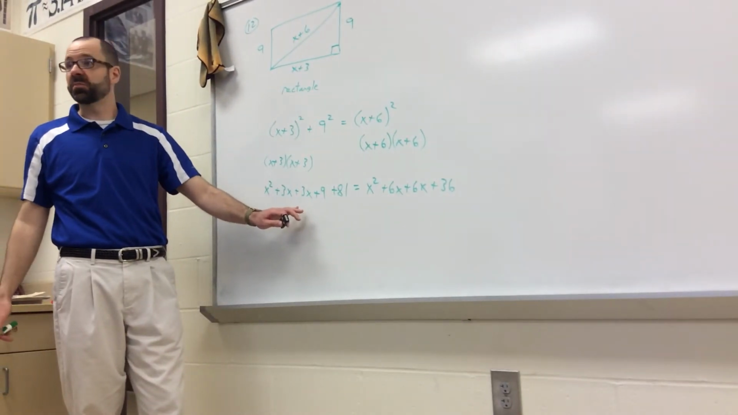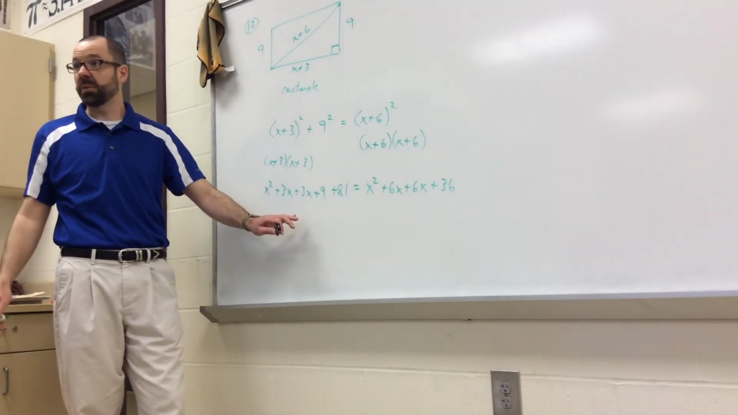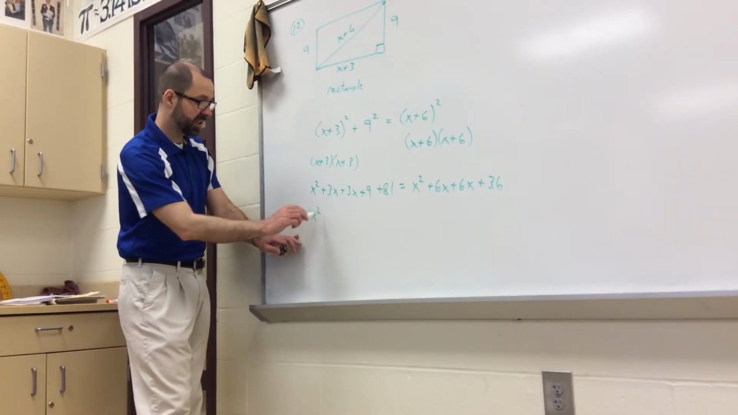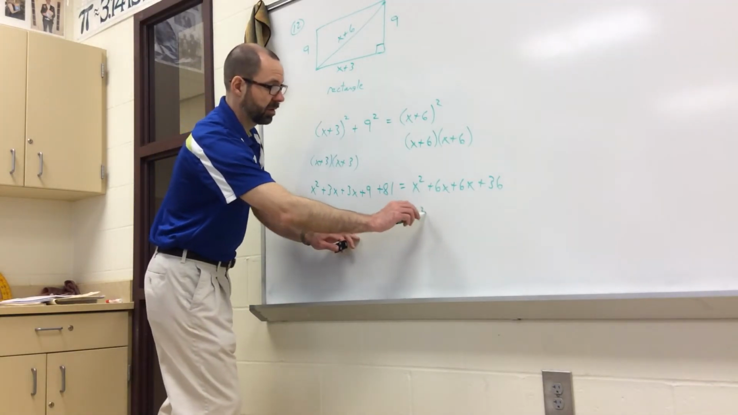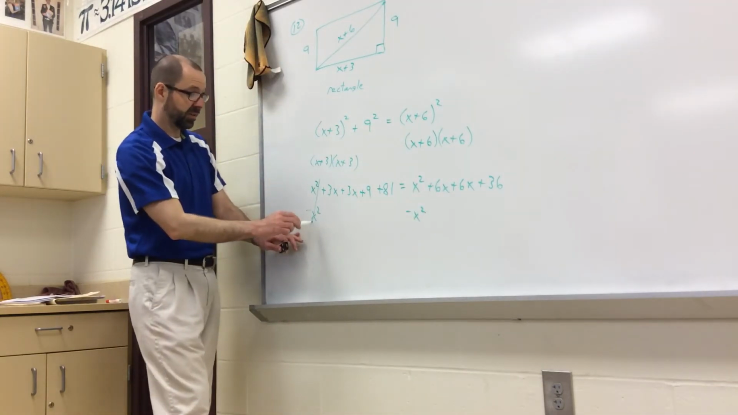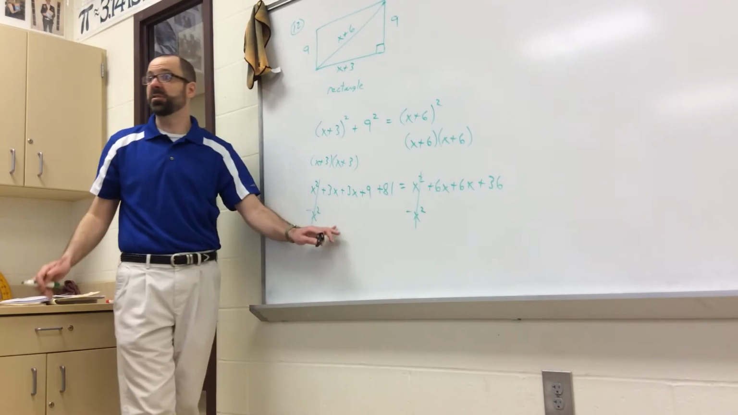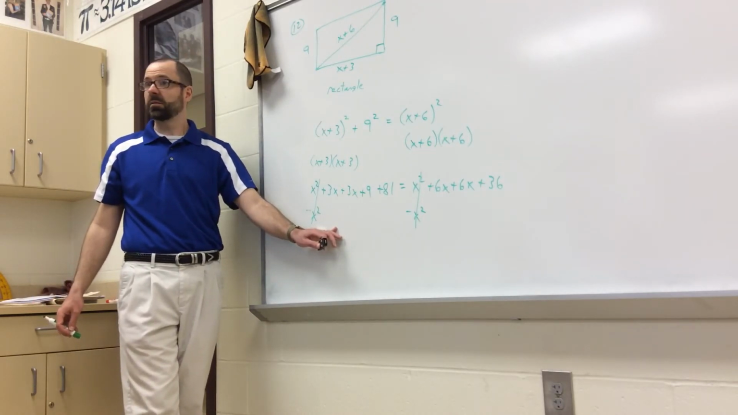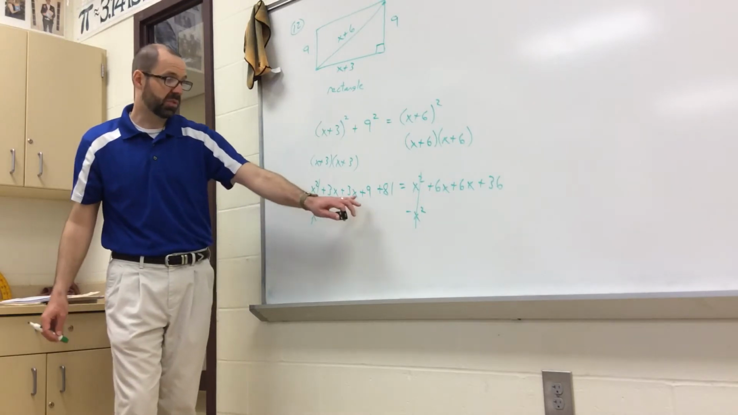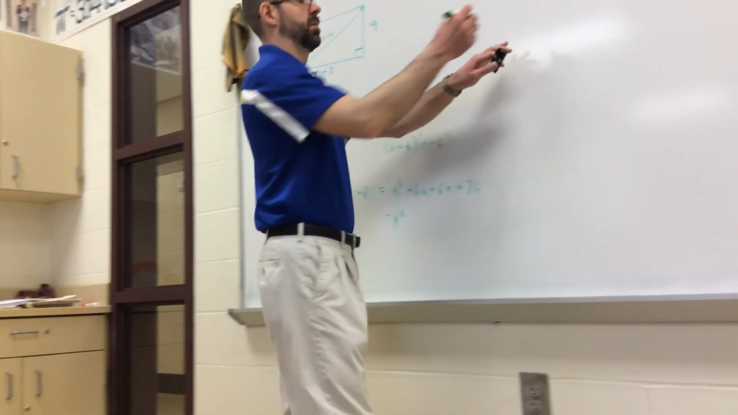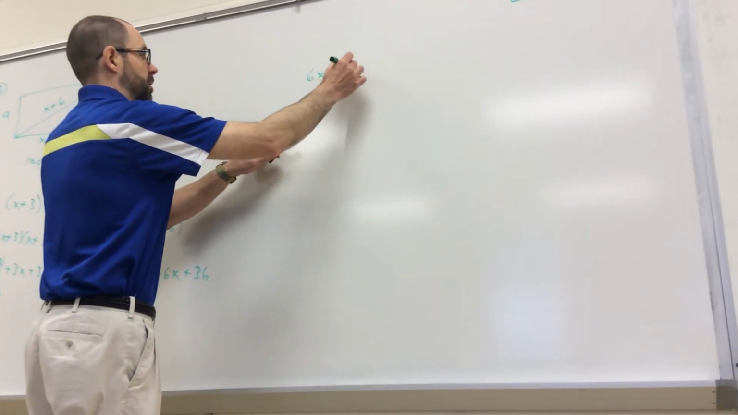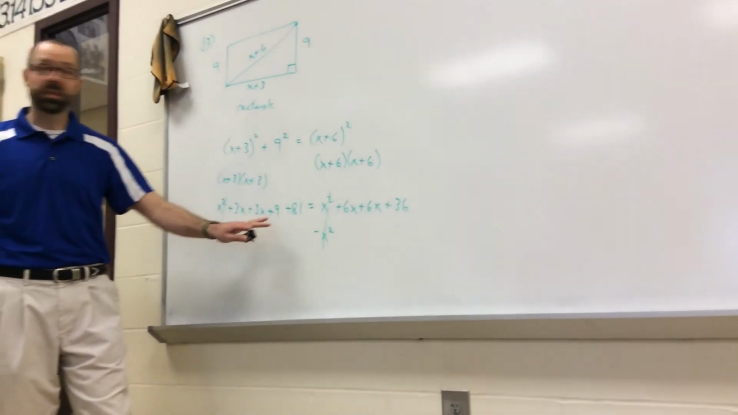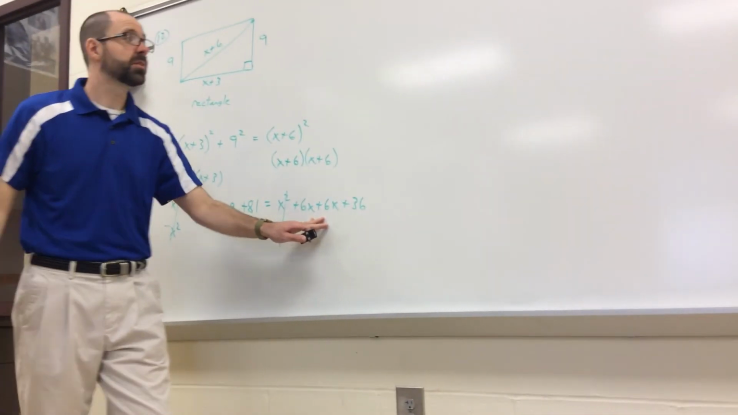So far, this problem has been looking terrible, but it's about to get better. Because now we can subtract x squared on both sides. And the x squareds then all cross out. And that's good news, because it's harder to solve if there's x squareds in the problem. And then this is 6x plus 90. And then this is 12x plus 36.